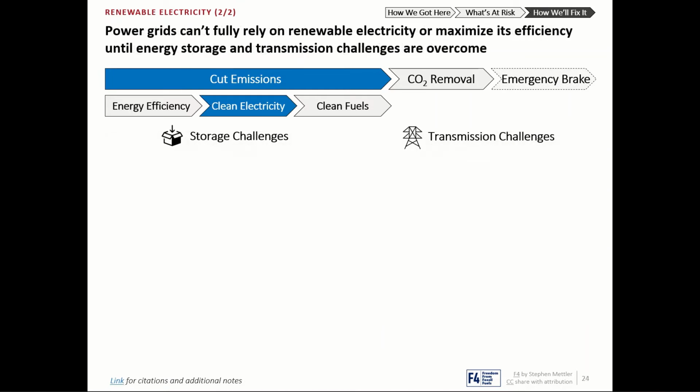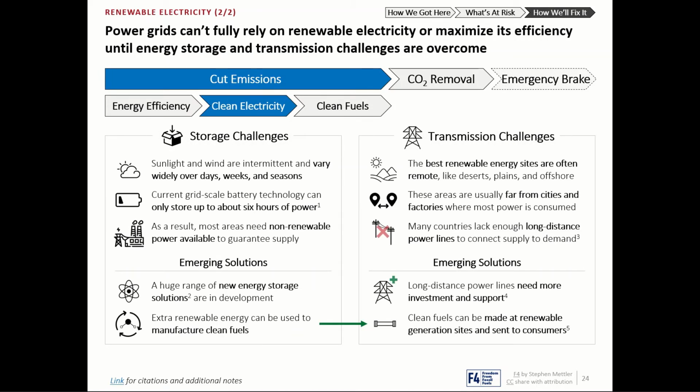And there are a lot of drivers here, but the core ones are storage and transmission challenges. Fundamentally, renewable power is intermittent, and we don't currently have cost-effective ways to store a lot of power over a long period of time to balance out that intermittency. In addition, renewable power tends to be best generated in remote sites, which are far away from where a lot of power is consumed. So building the long-distance transmission lines required to transfer that power is an ongoing challenge across the world. Now, there are technologies we can use to alleviate these challenges, but it's a work in progress.